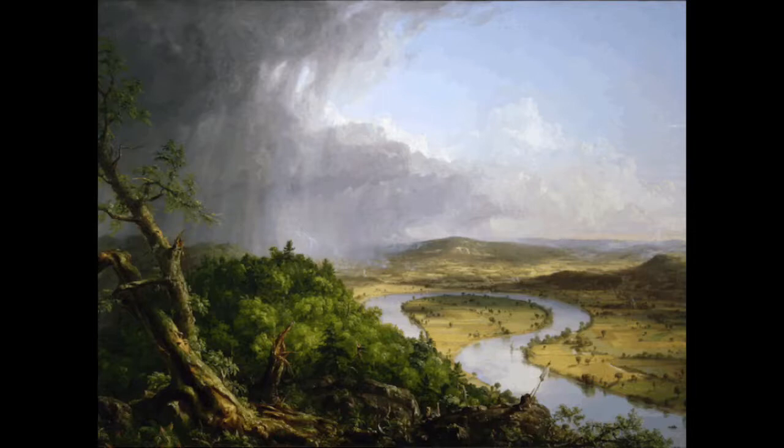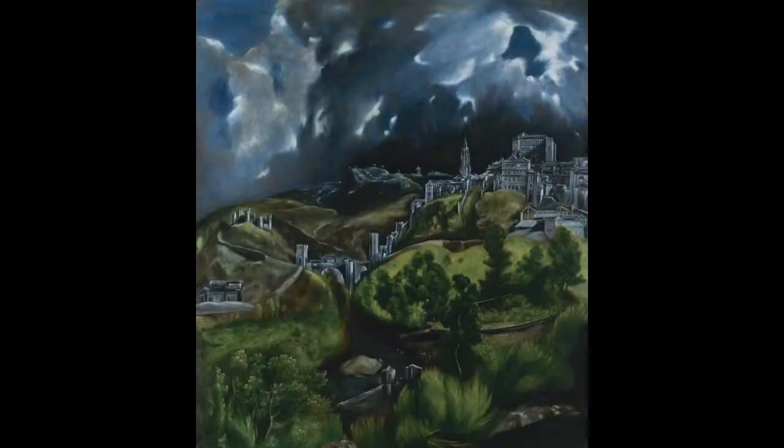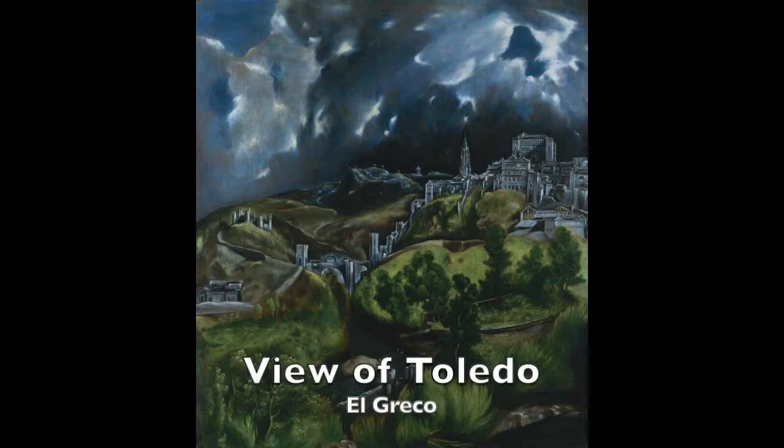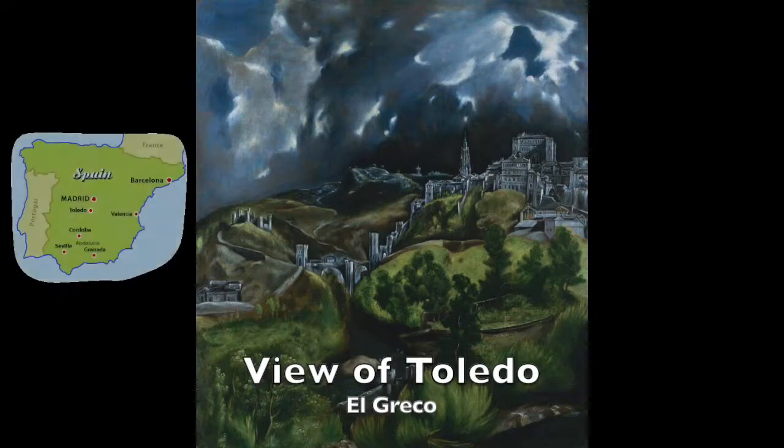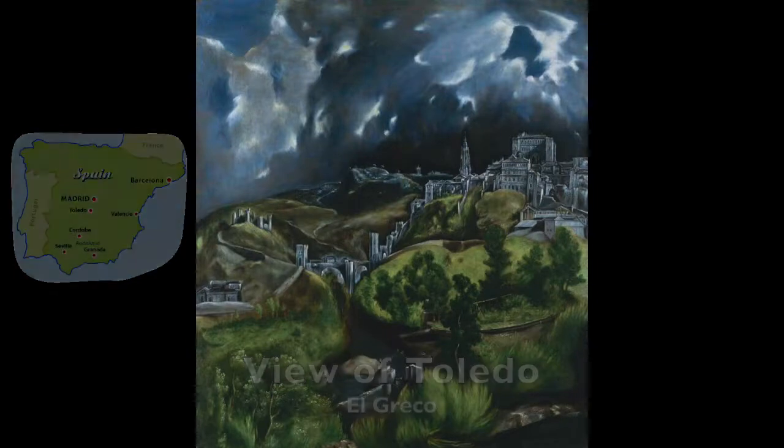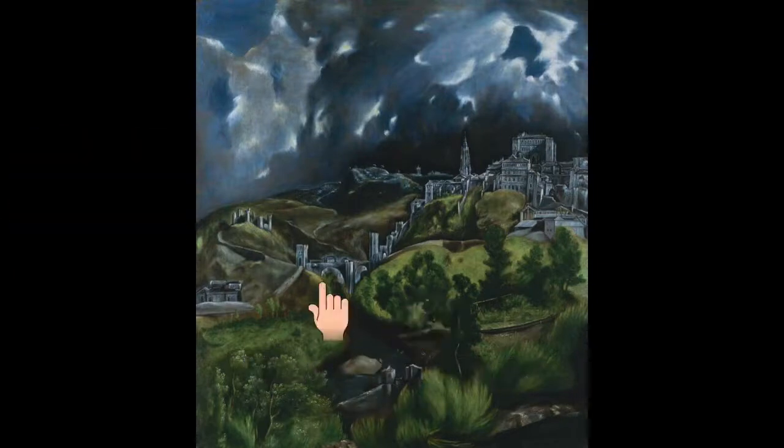Now let's look at a landscape by the Spanish artist called El Greco. This picture, View of Toledo, shows us the city of Toledo in Spain, where the artist lived 400 years ago. Can you point out a river, a bridge, and many buildings? What is the weather like? What time of day do you think the artist is showing?